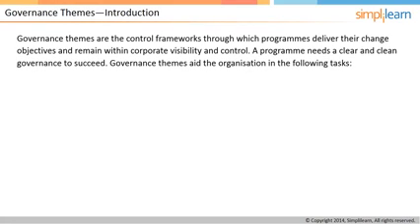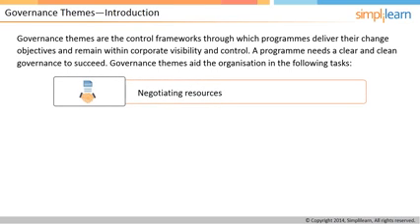Governance themes are the control frameworks through which the programs deliver their change objectives and remain within corporate visibility and control. A program needs a clear and clean governance to succeed. An organization's approach to program management needs to be defined, measured, and controlled. The governance themes allow the organization to negotiate the resources by placing the right leadership, delivery team, robust organization structures, and control information in place. This gives the best chance of delivering the planned outcomes and realizing the desired benefits.